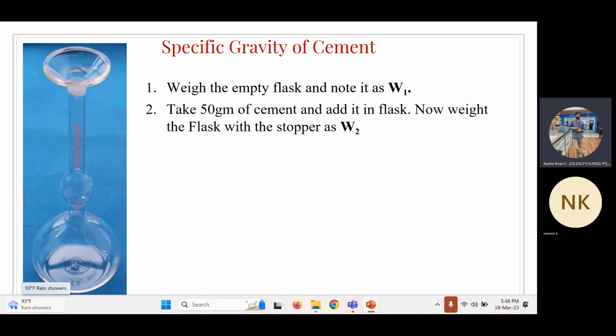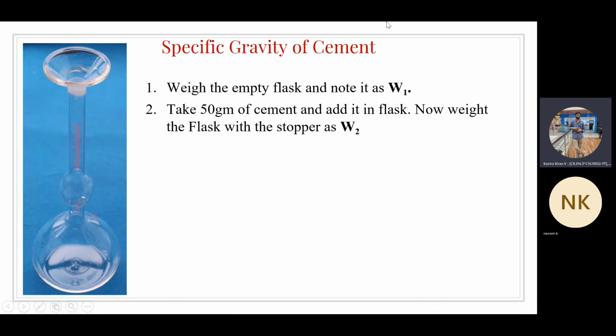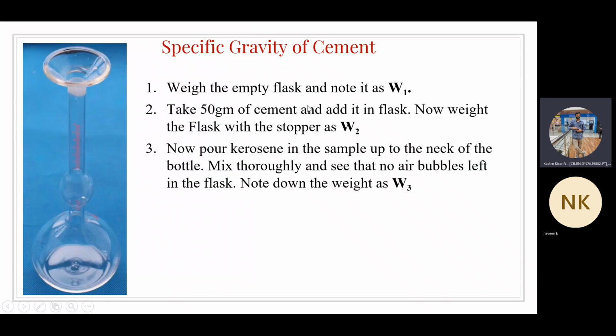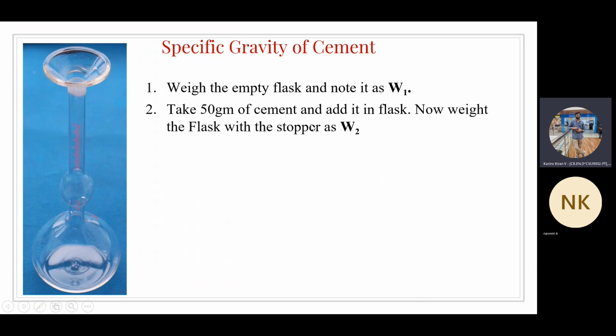Then we are going to take 50 grams of cement and pour it into the specific gravity bottle, the flask. And then we take the weight. W2 is the weight of the flask which is filled with 50 grams of cement.